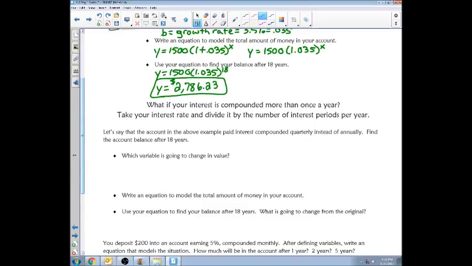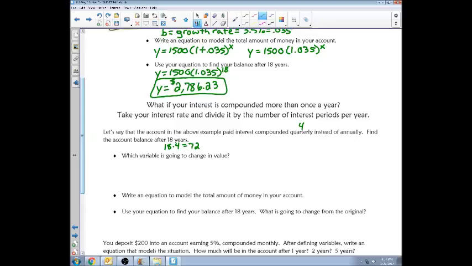Let's say that the account in the above example paid interest compounded quarterly instead of annually. Well, quarterly means it's going to compound 4 times in 1 year. We need to find the account balance after 18 years. Well, since we are using our interest 4 times each year, I then need to take my 18 and multiply that by 4, because there will be 72 periods in which I use my growth rate.